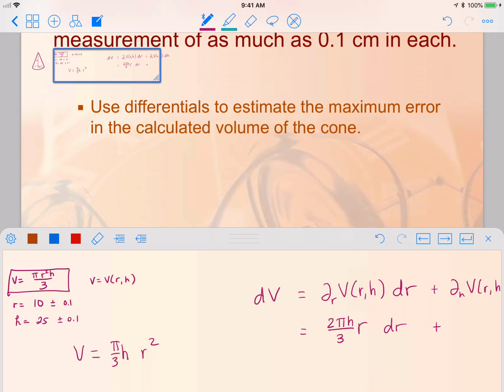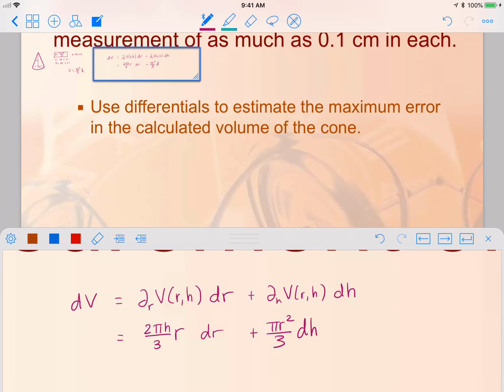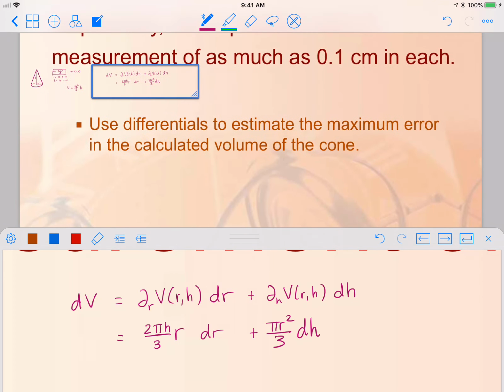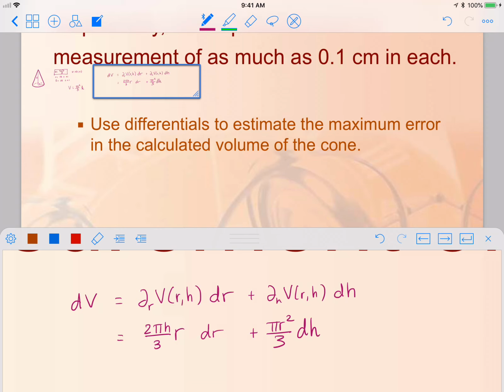What about with respect to height? So let's rewrite it now so that we emphasize that pi R squared over 3 is a constant with respect to height. So that partial with respect to H is just going to be pi R squared over 3, okay, times dH. So this is our formula for the differential.